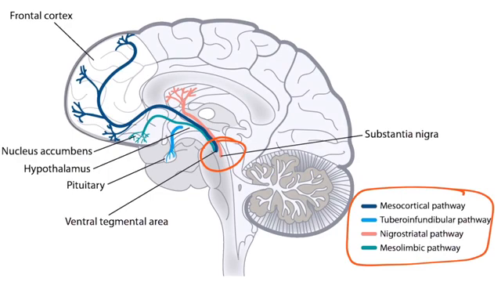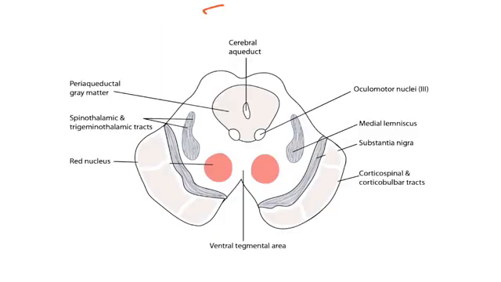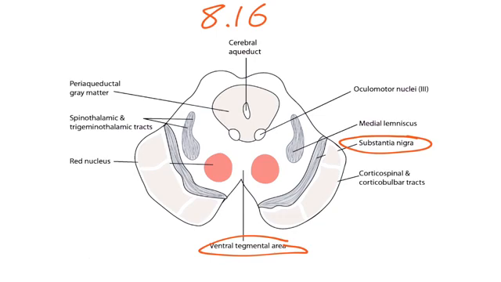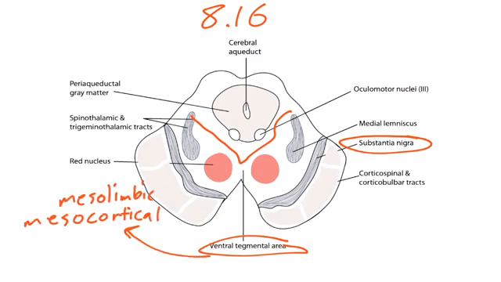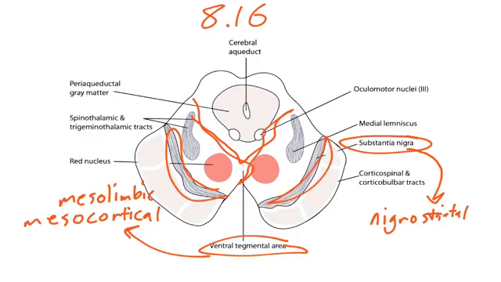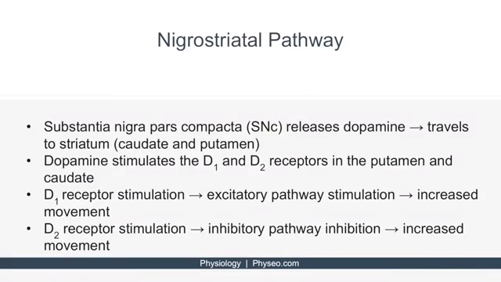If we took an axial cut of the midbrain, like this, we would see figure 8.16, which was discussed in section 3 of this chapter. Notice how we can see the ventral tegmental area and the substantia nigra. The ventral tegmental area houses the cell bodies for the mesolimbic and mesocortical pathways, and the substantia nigra houses the cell bodies for the nigrostriatal pathway. If you remember these two areas, it will make understanding the dopaminergic pathways so much easier. So let's start with the nigrostriatal pathway.